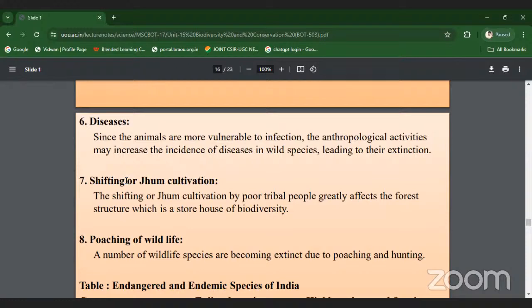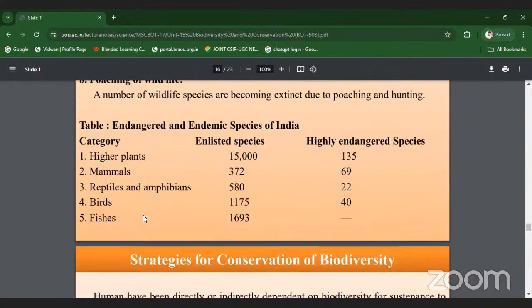And shifting to Jhum cultivation, poaching of wildlife already completed. Endangered and endemic species in India: higher plants are enlisted as 15,000, plus mammals, reptiles, birds, fishes.